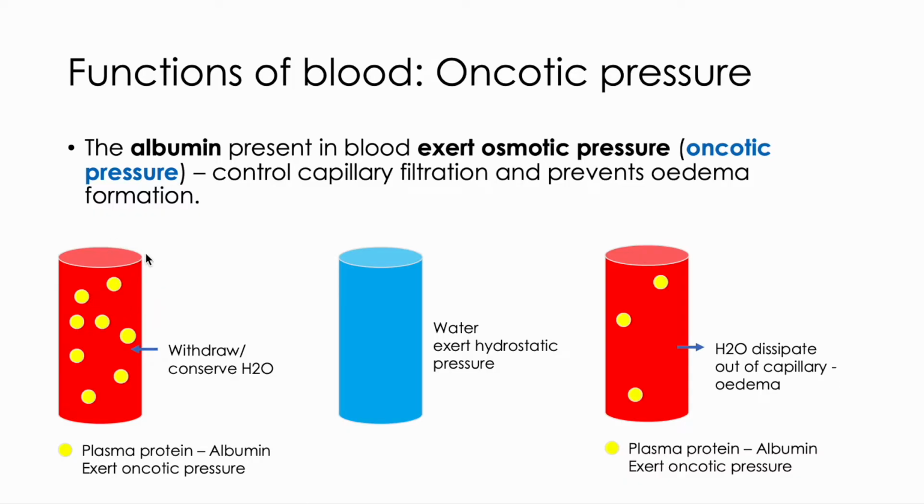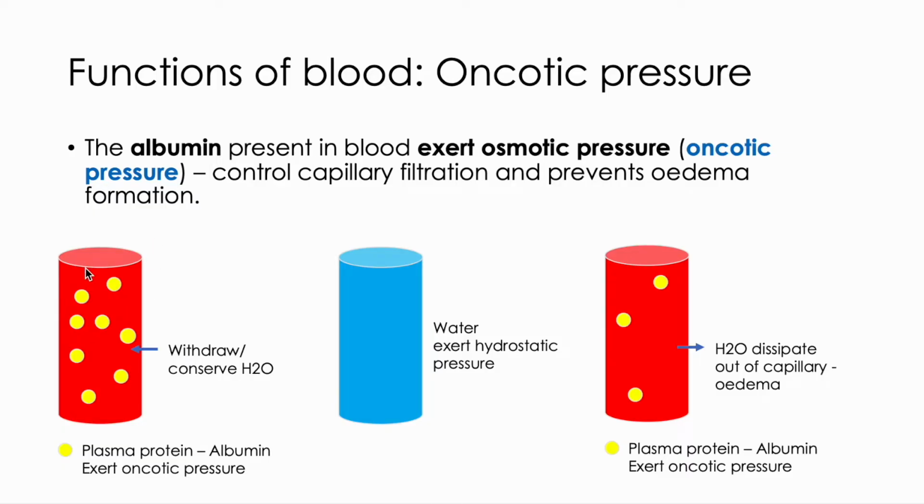Let's look at the left image first. This cylinder represents the blood vessel. The yellow represents the plasma proteins, for example albumin, globulin, fibrinogen, whatever it is. Basically albumin, because albumin contributes the majority of the proteins inside the blood circulation. This solute is going to conserve water. Where there is solute, the water will follow. This is the concept.